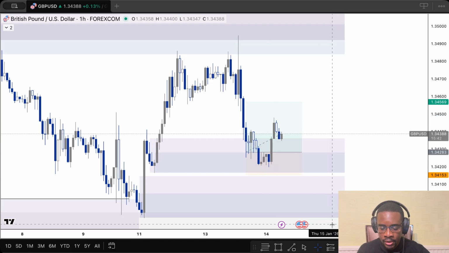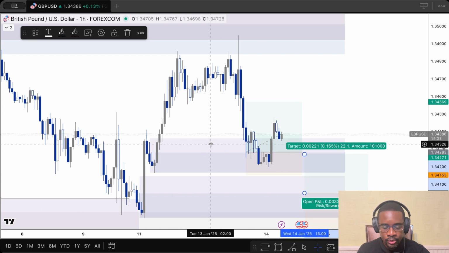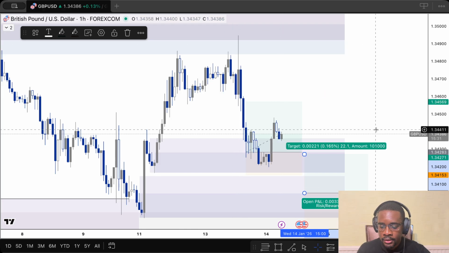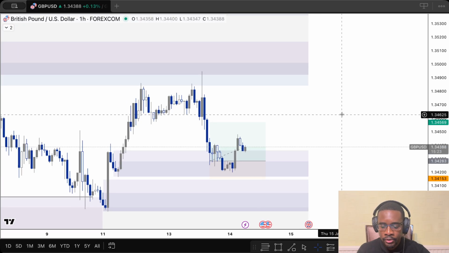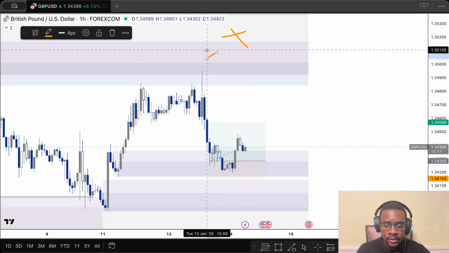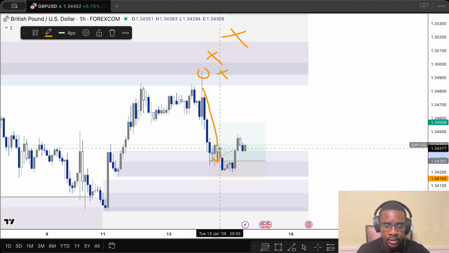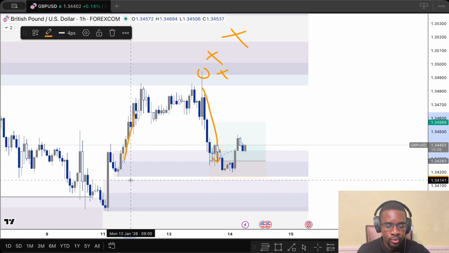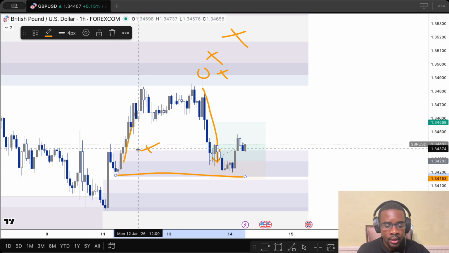Although this is not a high probability one, a better probability one is the bottom one, which will be at the extreme, because at this point we would have mitigated the daily supply, which is a nested 4-hour, which is a nested 1-hour, where price reacted strongly. And then on this one there's no adjustment, so it's likely to fail.